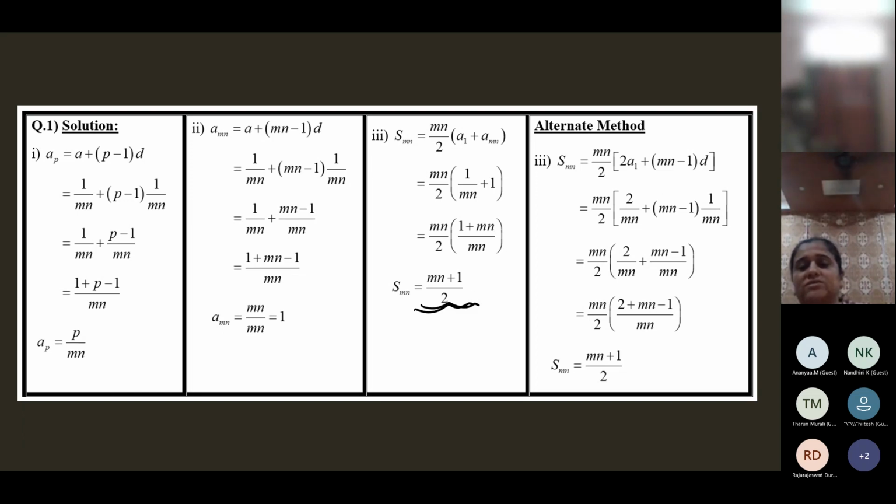You can also work it like this: mn by 2 of 2a plus mn minus 1 into D. Get the same thing. You'll have to substitute for A and D. A1 is nothing but A, so 2A is 2 into 1 by mn, which is 2 by mn. So 2A meaning 2 by mn plus mn minus 1 into D.